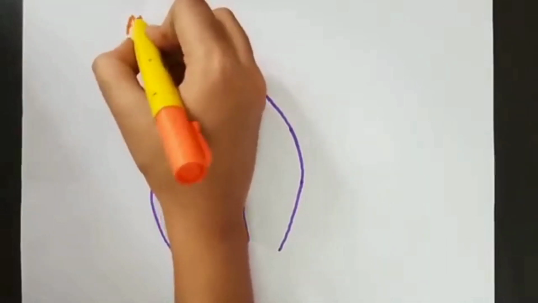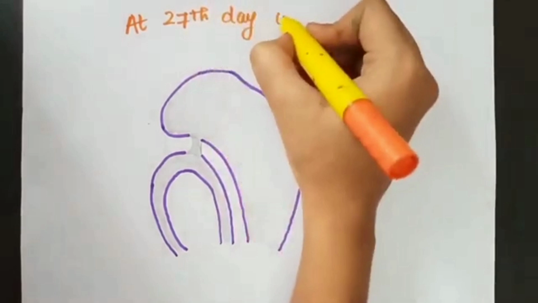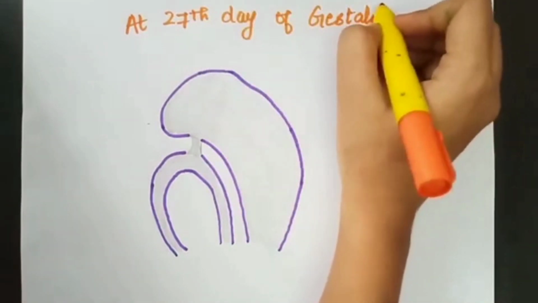At 27th day of gestation. In the previous diagram, we saw the embryo at 25th day, right? Now, we are going to see an embryo at 27th day of gestation.